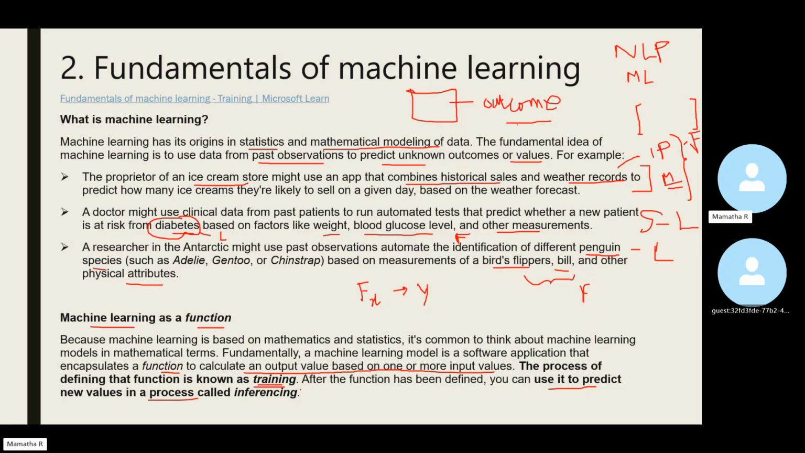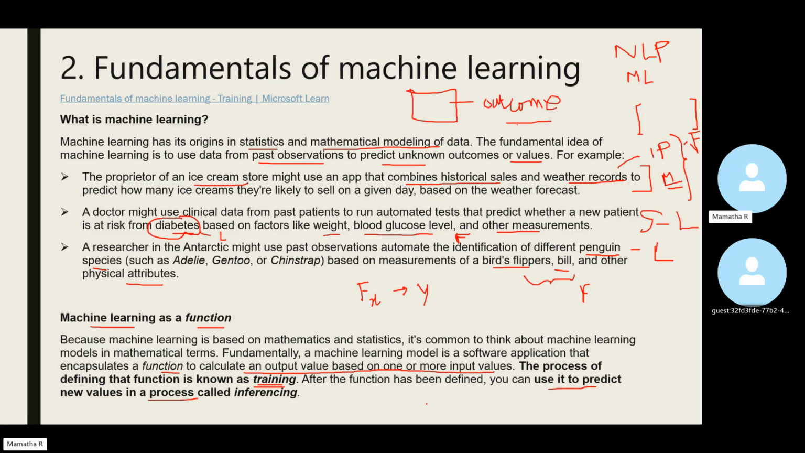After training the model, I can give my input and predict the value. I can give today's weather condition, or I want to get an outcome like what the sales percentage is today. Using the trained model, we predict the new values. That process is called inferencing.